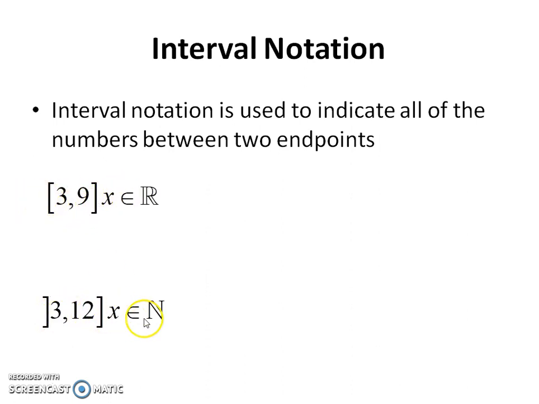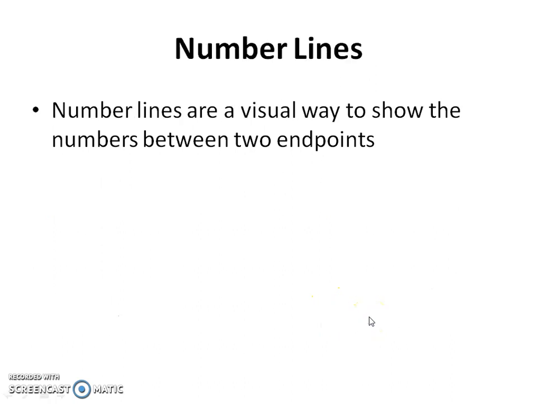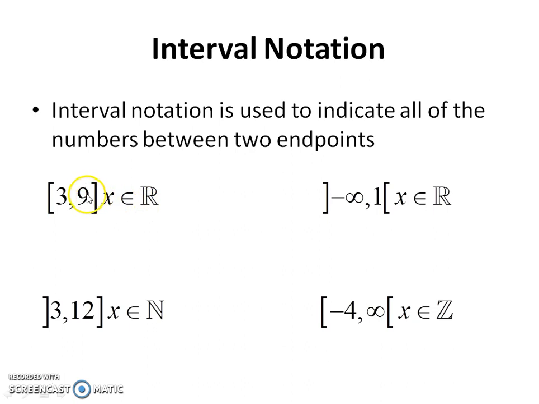This means all the natural numbers between 3 and 12. This means all of the real numbers between negative infinity and 1. And this means all the integers between negative 4 and infinity. Now the way these work, and we'll talk about this more in a minute, is that the way the brackets are facing, whether it's towards the number, like both of these, or away from the number, the way this one is, tells you whether the number itself, that endpoint, is included in the interval.